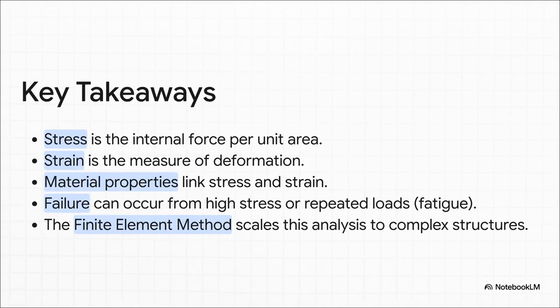So let's just pull this all together real quick. What are the key takeaways? Stress is the internal force fighting back. Strain is the physical change in shape. Young's modulus and Poisson's ratio are the properties of the material itself, its personality. They link the two. Engineers use special tools to predict when a part will fail from a single big force or from fatigue over time. And finally, amazing computer methods like FEM let them take all that tiny cube knowledge and scale it up to build a safe entire aircraft.